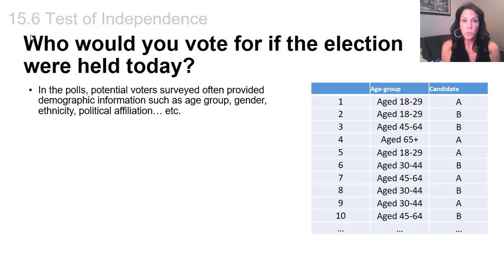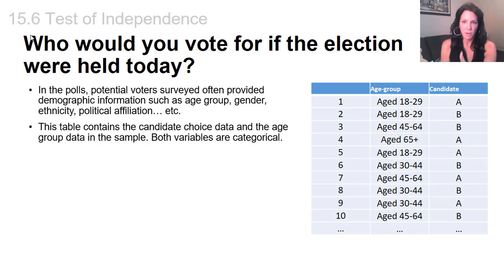Sometimes when people are doing polls, they ask for other information besides the candidate preference. They might ask, for example, their age group or their gender, ethnicity, political affiliation. And all of these variables can be combined to see if one variable depends on another.